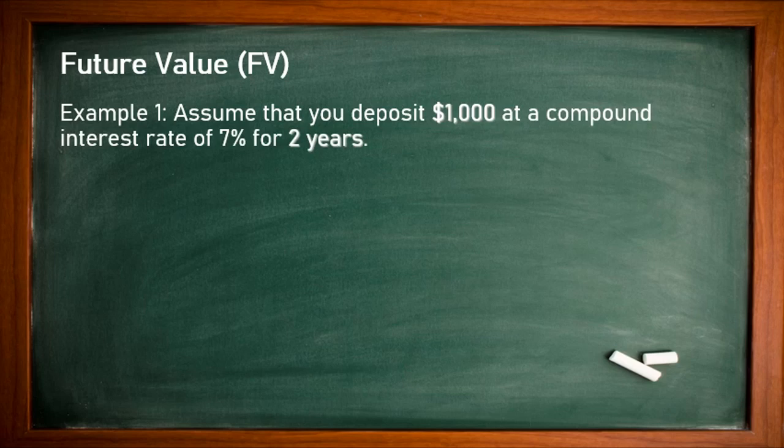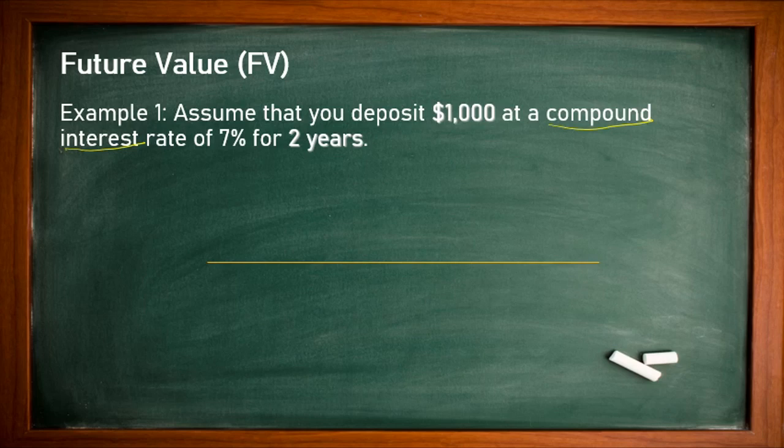For example, assume that you deposit $1,000 at a compound interest rate of 7% for 2 years. Do you remember this example? It is the same example I used in video 1 when we discussed time value part 1. We used this example with a simple interest rate. Now we are going to discuss it with the compound interest rate. Keep in mind this is the same example, so you will get to know how we are using it.